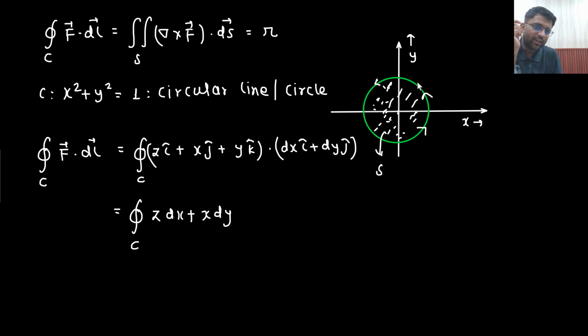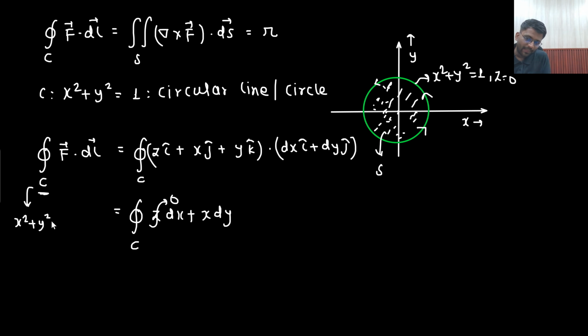On this particular curve C, what is the equation? X square plus y square equals 1. And on this curve C, what is the value of z? Z is 0, no? On the curve C, we are calculating the line integral. So on the curve C, x square plus y square equals 1, that I admit. But sir, z equals 0 here, no? So z equals 0, I will put. What am I getting now? X dy I am supposed to calculate on this curve C.